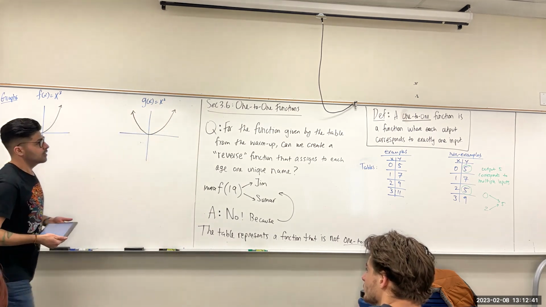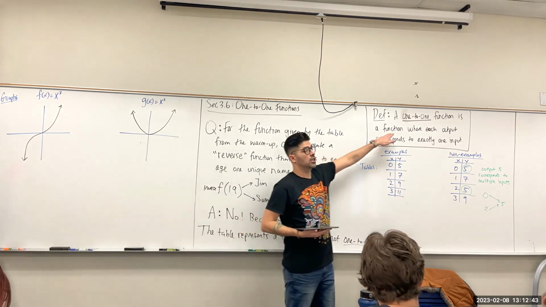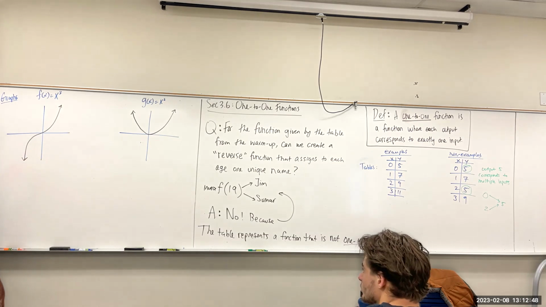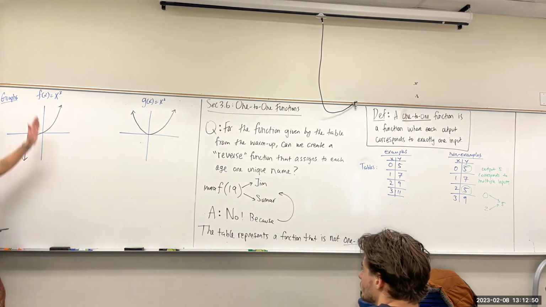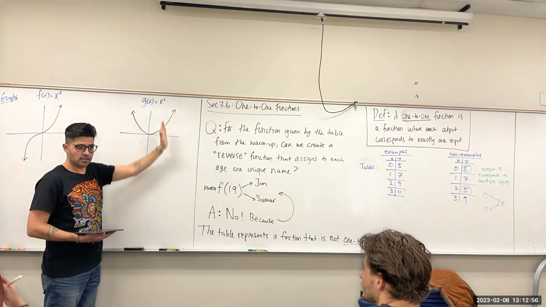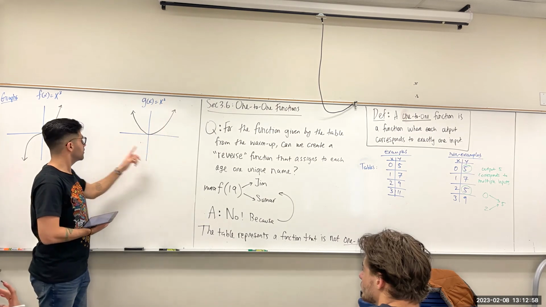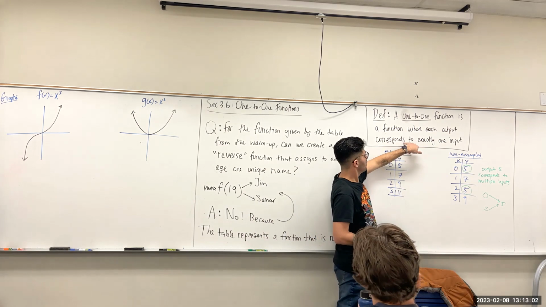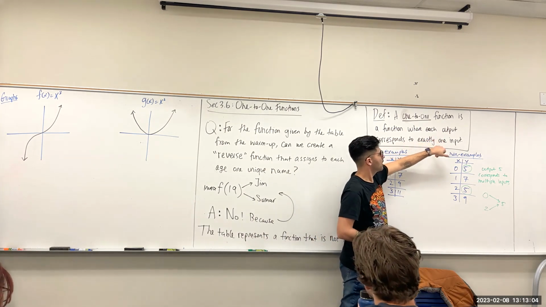Okay, so now the question: is it a function? How did we check real fast to see if it was a function? Vertical line test. So it passes the vertical line test? Yes, only crosses it once, right? So both of these are functions, but now we have to check the other condition, which is, does each output correspond to exactly one input?